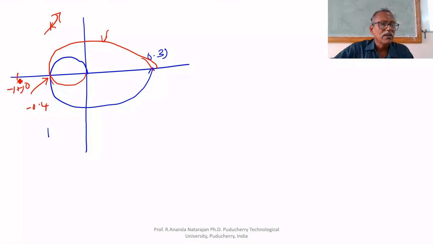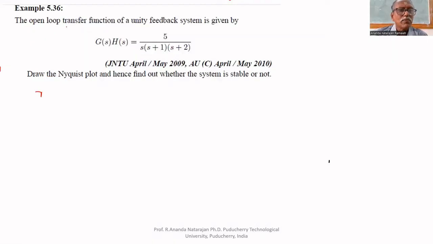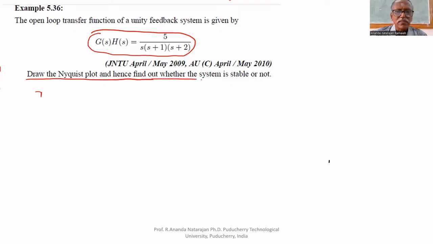The open loop transfer function of a unity feedback system is given by G(s)H(s) equal to 5 upon s multiplied by (s plus 1) multiplied by (s plus 2). Draw the Nyquist plot and hence find out whether the system is stable or not.